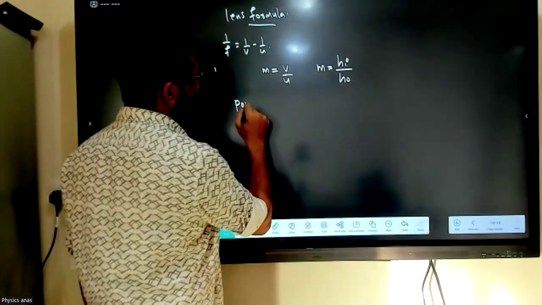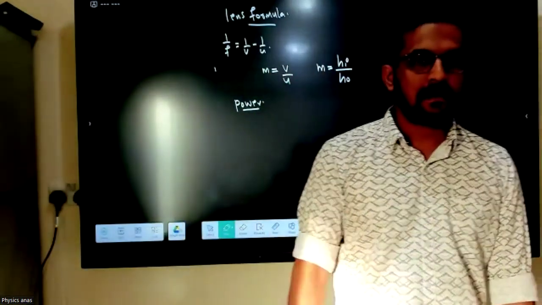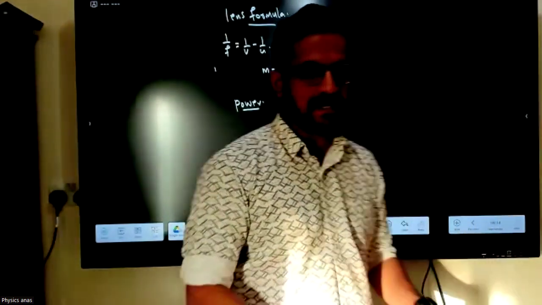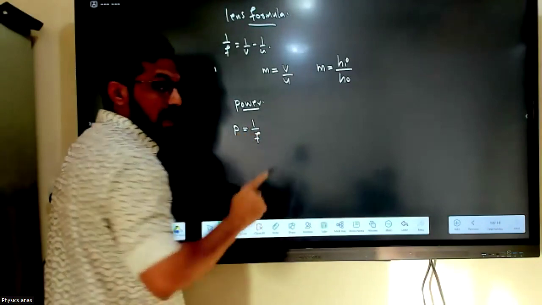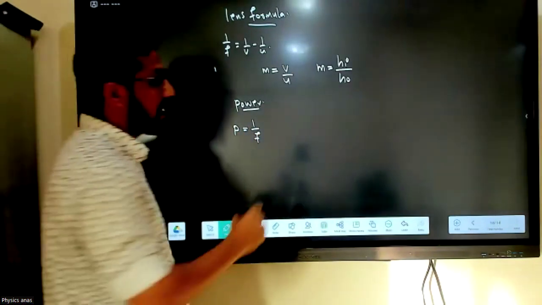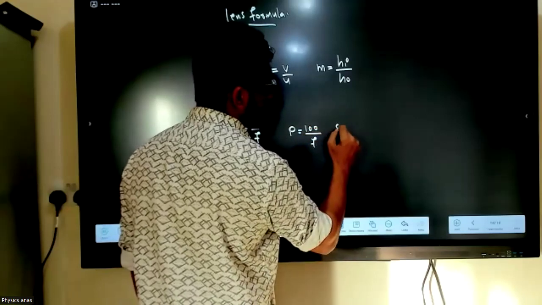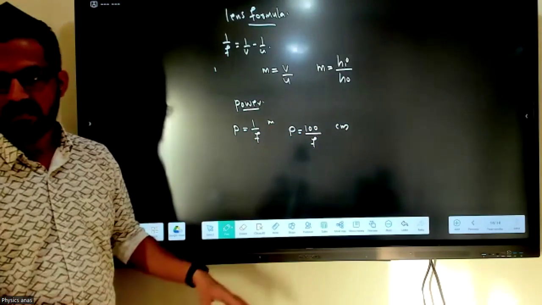All the properties of magnification are actually similar. Then the last topic was power of a lens. What is the power of a lens? The ability of the lens to converge or diverge light rays. That's the power of a lens. And you can define power of a lens with the equation P is equal to 1 by f if f is in meter, and P is equal to 100 divided by f if f is in centimeter. Got it? This is the power of a lens.